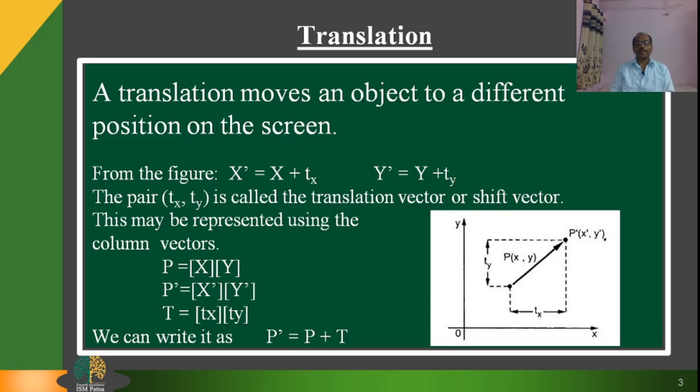So we can write the point P dash is equal to P plus T. Whatever shifting occurred, that is denoted by T. In case the point P is translated and that is defined by T, whose coordinates are dx1 and dy1, the result is a net translation with T coordinates dx1 plus dx2 comma dy1 plus dy2.